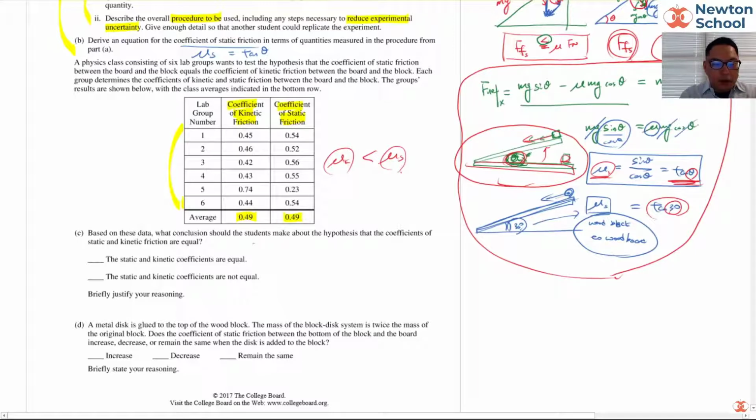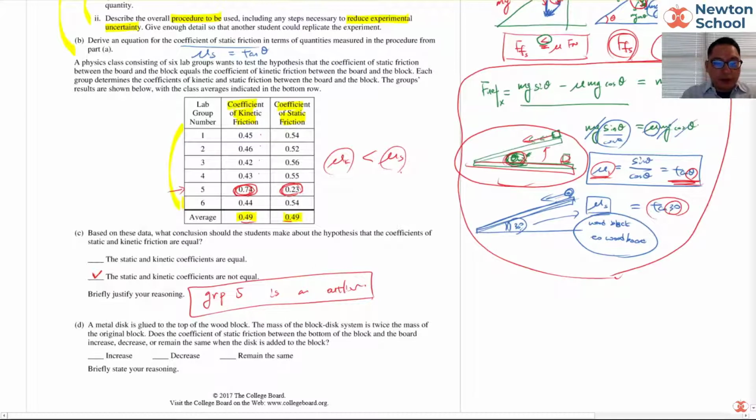Based on the data, what conclusion could the student make about the hypothesis that coefficient of static and kinetic friction is equal, or static and kinetic friction is not equal? So you should say they are not equal, although their average is equal, because if you look at the data, all of a sudden it's like 0.45 range. This guy shoots up and this guy goes down. So basically this will raise the average, this will lower the average of the groups. So basically group 5 is an outlier. So you should say group 5 is an outlier. Right, so they probably made an error.